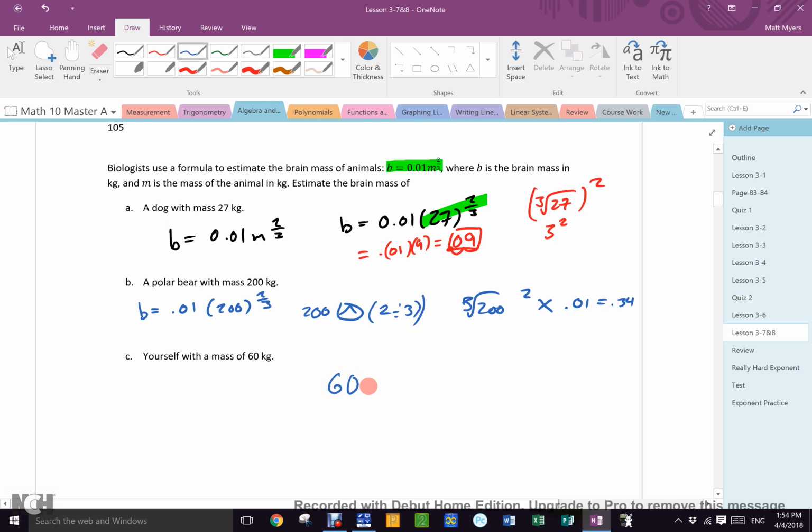What about this one? It's going to be 60 exponent 2 divided by 3. Or, if you know what you're doing, cube root of 60 squared times 0.01. What do you get? 0.2.